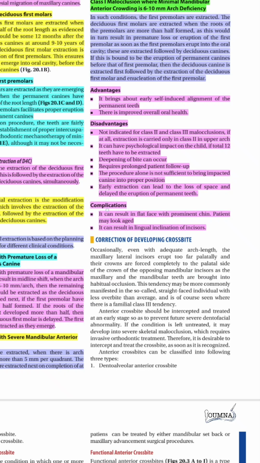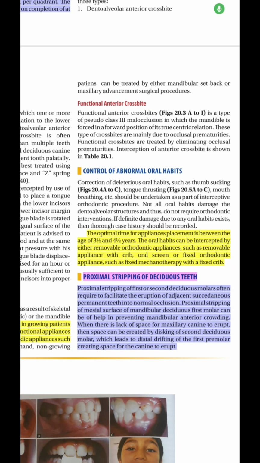Also, it needs proper timing, because if there is an early extraction, this can lead to an opposite result, and we will get loss of space and delayed eruption of the permanent teeth. The interceptive procedure is the proximal stripping of deciduous tooth for the first or the second molar deciduous, often required to facilitate the eruption of adjacent permanent teeth into normal occlusion.